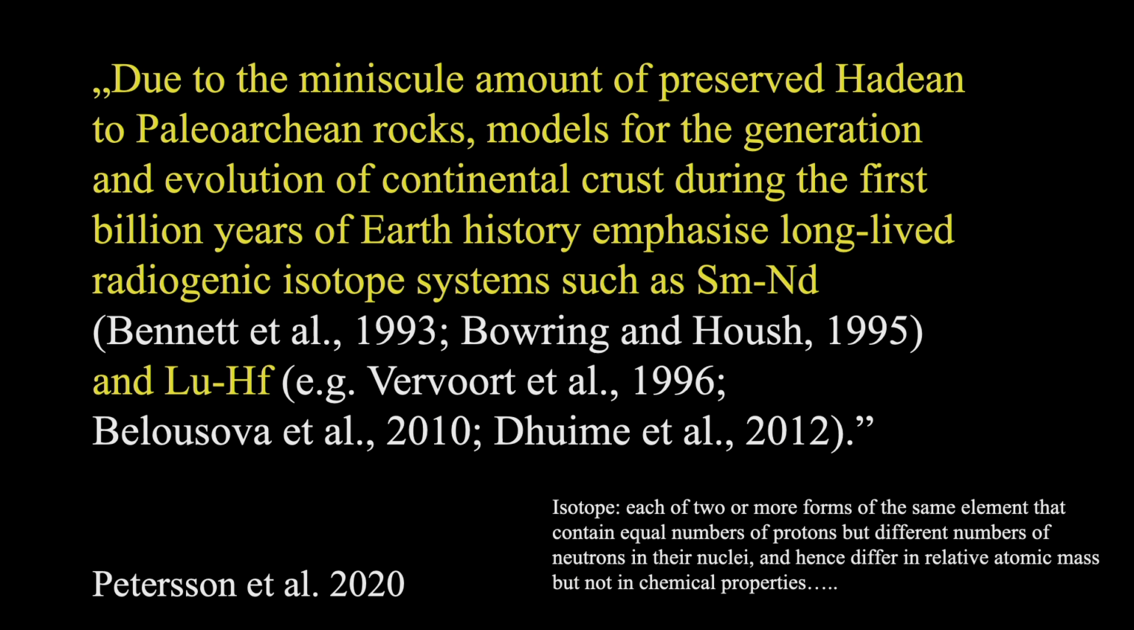And here I want to show you just one sentence from the Peterson et al. publication. Because it is a very good summary, they told: due to the minuscule amount of preserved Hadean to Paleoarchean rocks, models for the generation and evolution of continental crust during the first billion years of Earth history emphasize long-lived radiogenic isotope systems, and we will use lutetium-hafnium today.